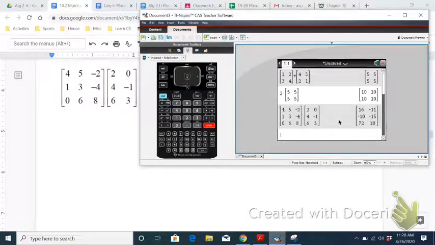Now I think when I added 48 and 24, I added those wrong. That should have been 72, not 64. The other numbers look good though.